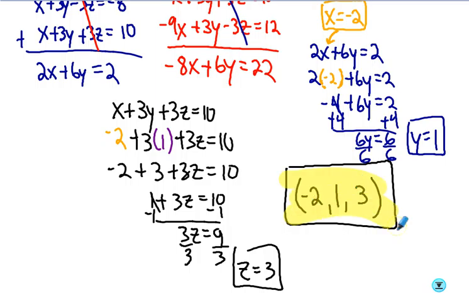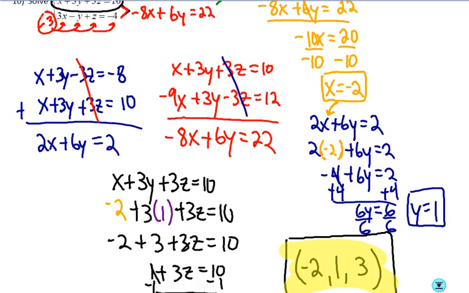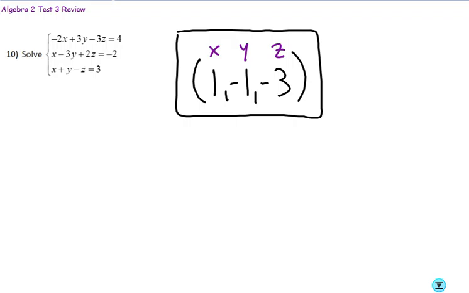Alright, so go ahead and pause now and try number 10 on the right side. Alright, so let's take a look at number 10. Number 10 on the right should have got 1, negative 1, and negative 3. I know that last one's pretty tough, but you should feel pretty proud of yourself after making it through that one. Alright, so that finishes it, and ready to redo the test.